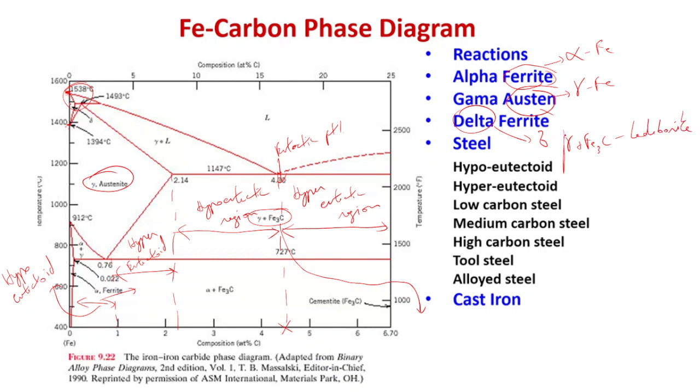I think this was asked in the ESE questions once. So alpha plus Fe3C is ledeburite, and then there is pearlite, which has alternating layers of alpha plus gamma, right?